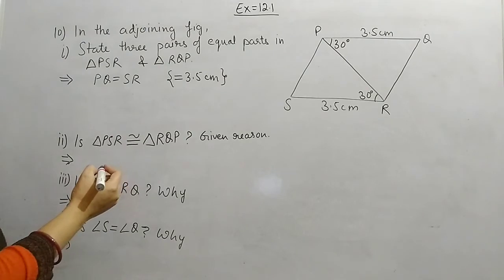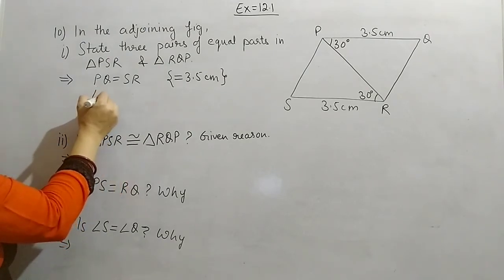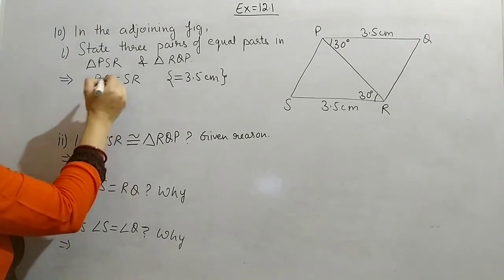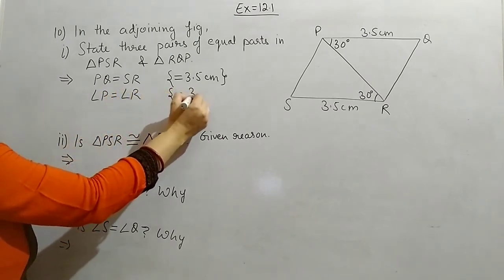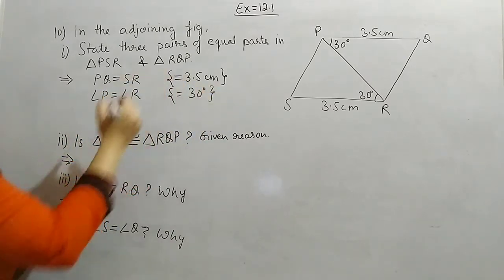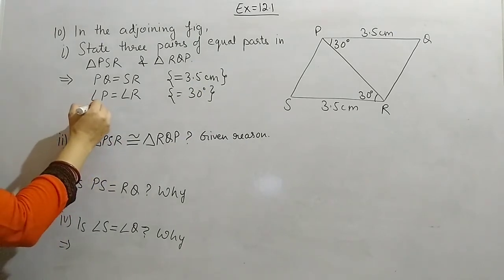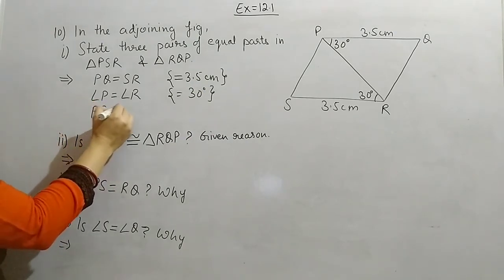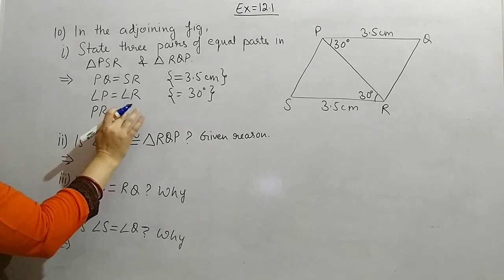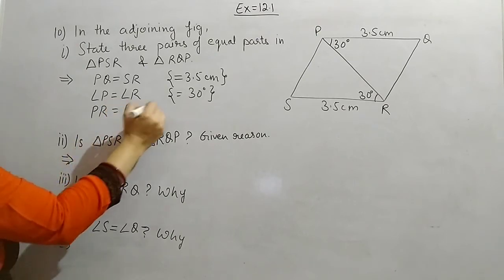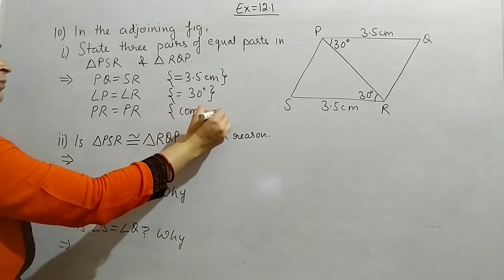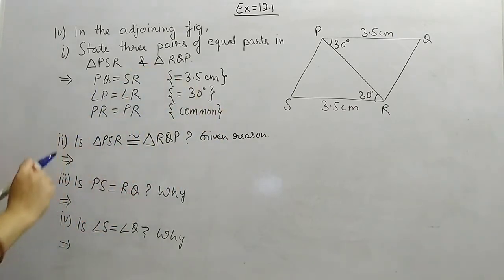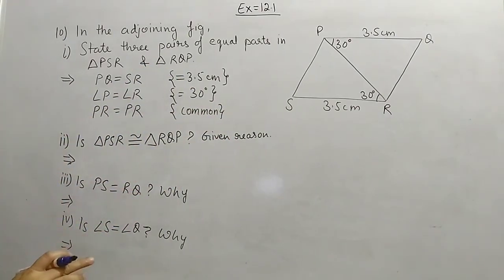Then next we can compare angle P is equal to angle R. Both angles are equal to 30 degree. Now third we can compare PR is equal to PR. This side is common for both the triangles. So these three are the equal parts here.